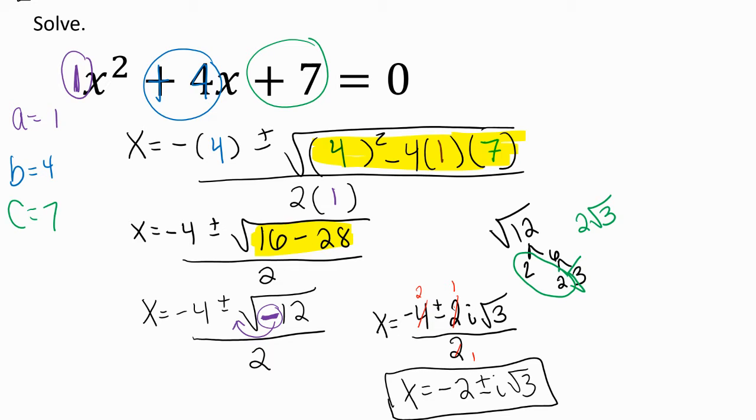So I guess the key to this is anytime you have a negative in a square root, pluck out your i.